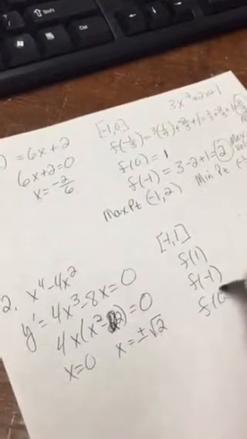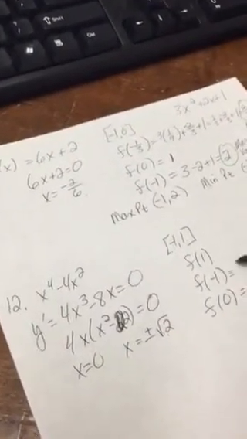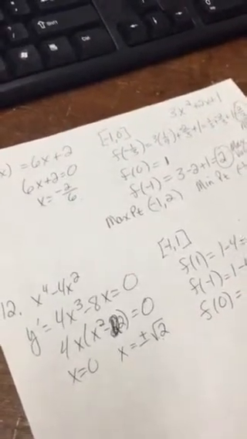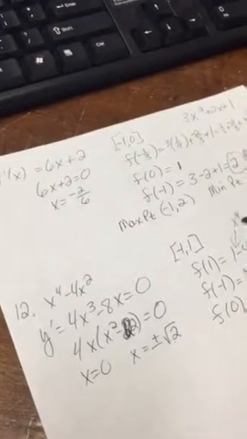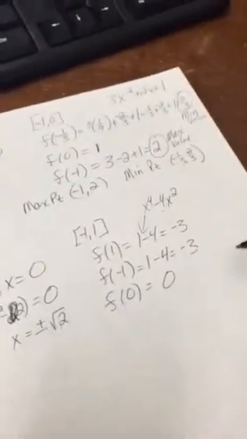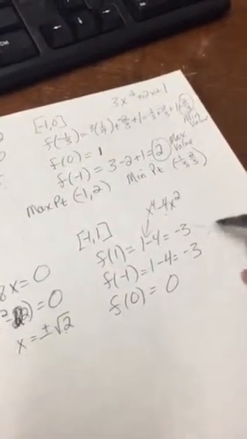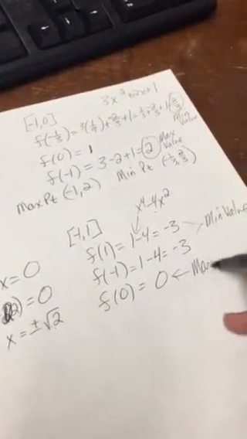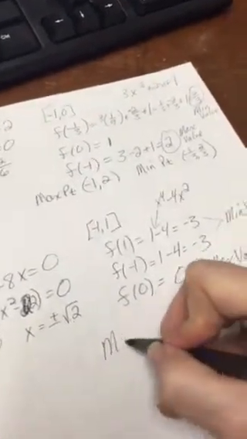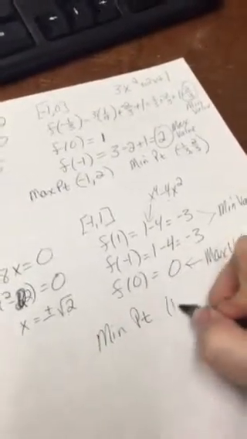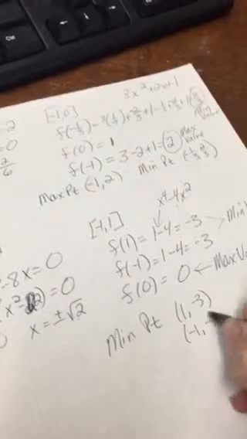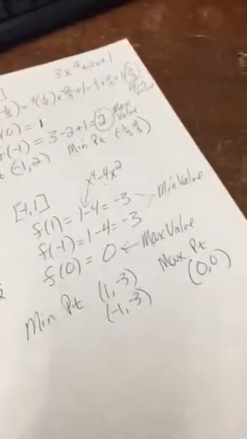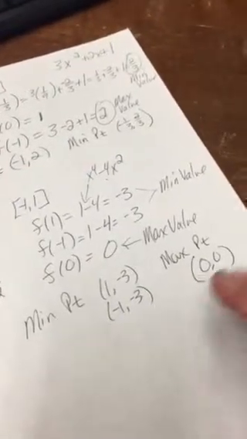So those are not in there, so I'm not going to use those. So I just plug in my 0. So I got 0 on this one, -3, and -3. Again, I'm plugging into the original equation. -3 is my min value, 0 is my max value, min points, 1, -3, -1, -3, max point, 0, 0. This is from 4.4. This has nothing to do with sign chart.